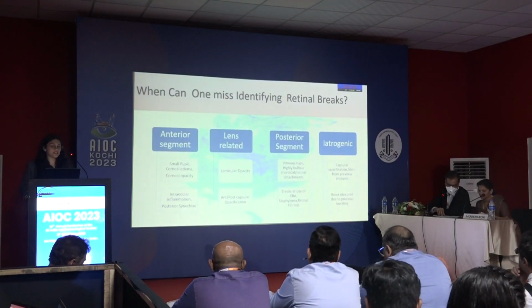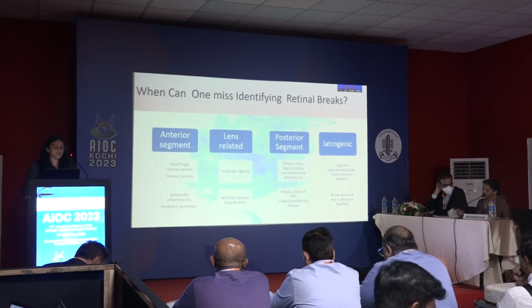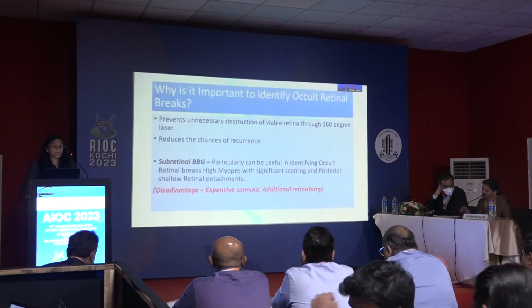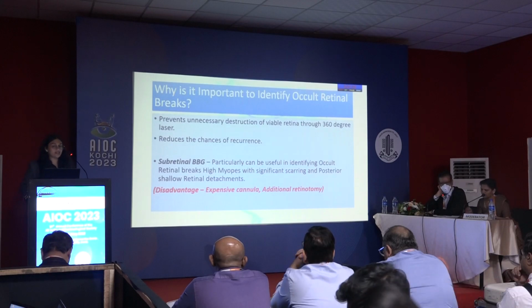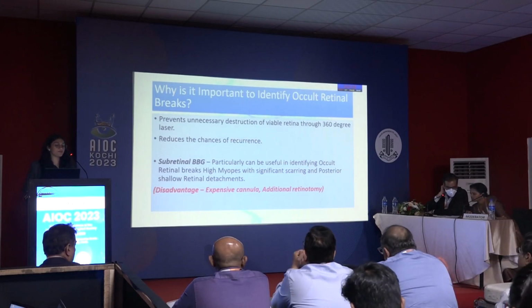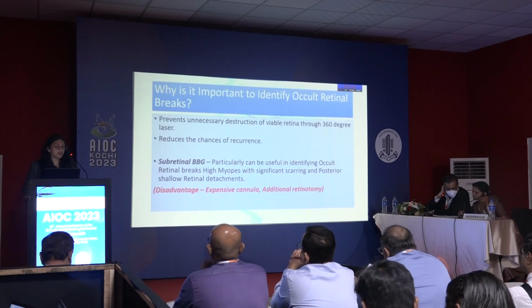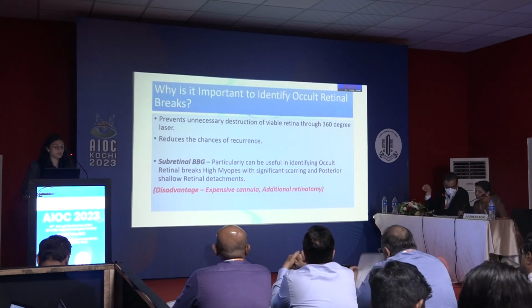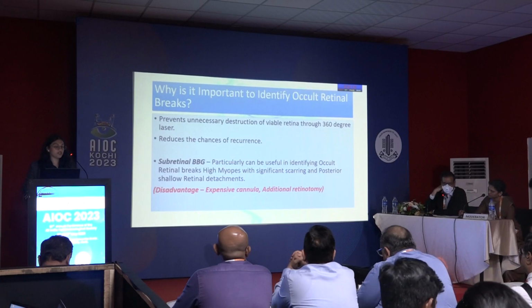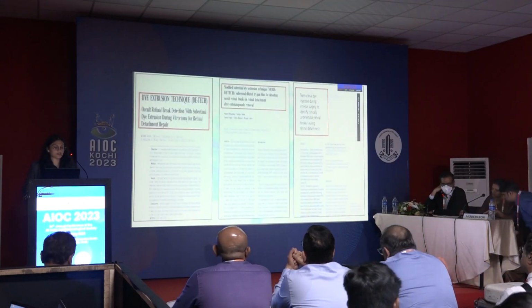We can miss identifying these breaks because of various causes as enlisted here. Why is it important to identify occult retinal breaks? Because it prevents unnecessary destruction of viable retina through 360-degree laser and reduces the chances of recurrence. Subretinal BBG is particularly useful in high myopic patients.